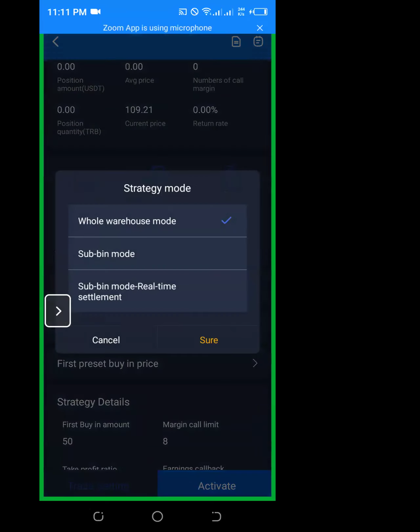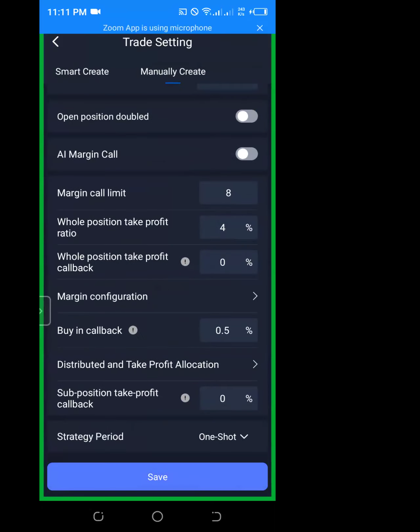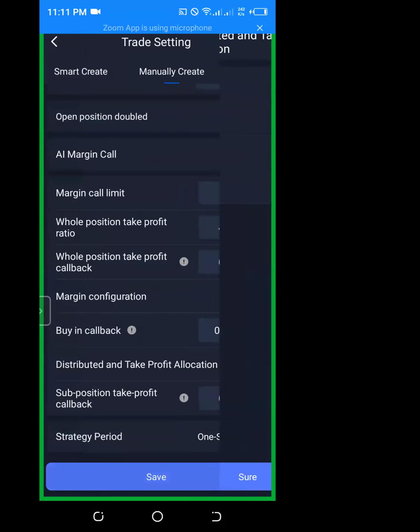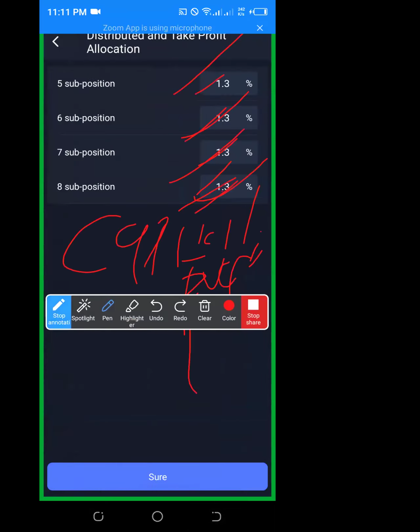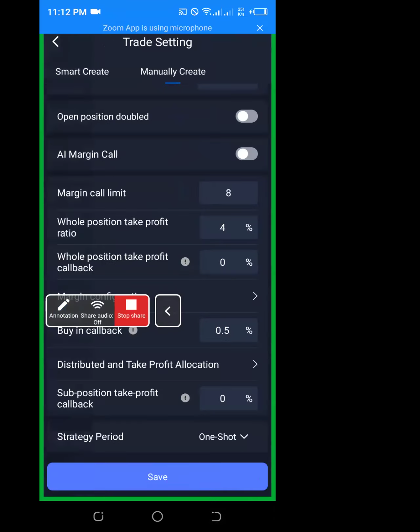Now the third one is the opposite of the second one. The sub-in mode real-time settlement. Here, the robot will be buying and selling, but whatever it sells, it puts in your Binance. It deposits the profits in your Binance and charges you fuel. So, mind the mode you are going to use. Okay?